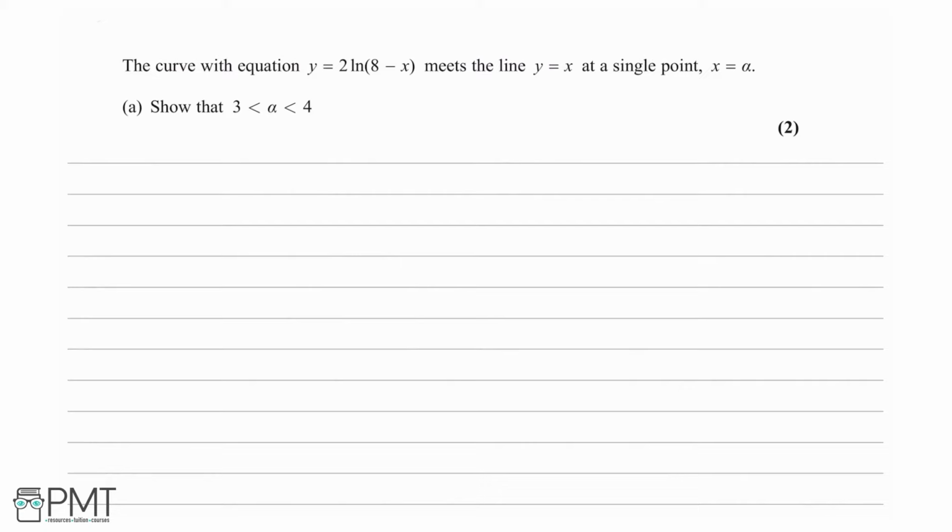We are told the curve with equation y equals 2 ln(8 minus x) meets the line y equals x at a single point x equals alpha. Part A is asking us to show that alpha is between 3 and 4.